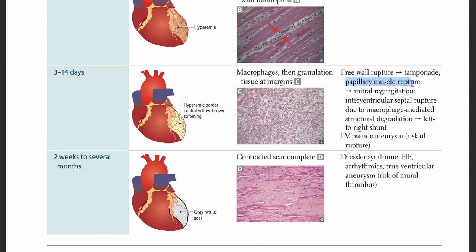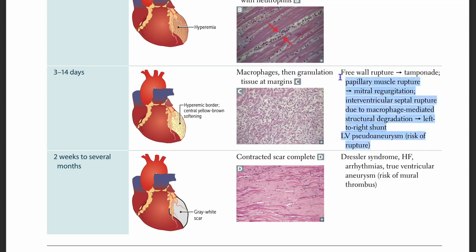Papillary muscle rupture. Okay, these control the valves, right? They're the foundation of the valves. So you can get mitral regurgitation. Then interventricular septal rupture can occur as well, between the two ventricles. This is due to macrophages as well. Okay, so macrophage-mediated structural degradation. So this can cause left to right shunt, so the blood goes through the septum. Okay, and LV pseudoaneurysm, risk of rupture.